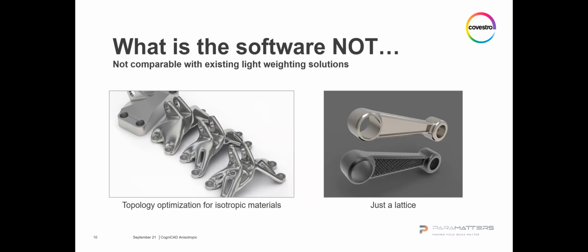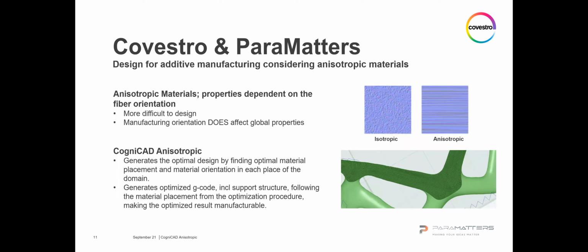First of all, I want to explain what this tool is not and how different the anisotropic topology optimization is. It's not standard traditional topology optimization with isotropic materials, and we will talk about isotropic materials, which have the same properties in all orientations. And it's not a lattice. Lattice is not an anisotropic topology optimization. What we have developed is something completely different. It's more related to what people experience with composites design and optimization.